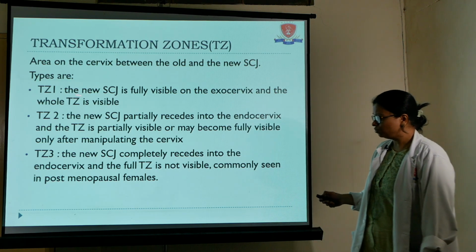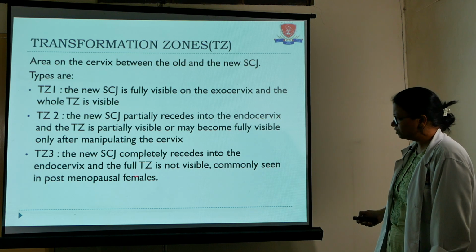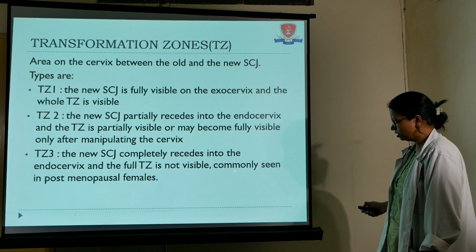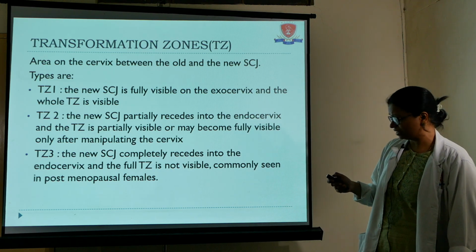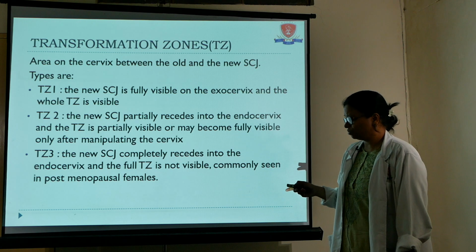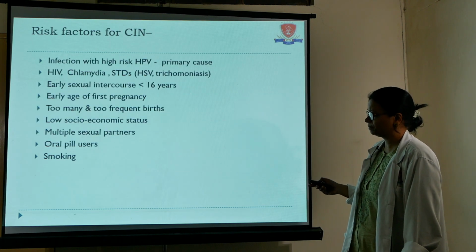Transformation zone 3: the new squamocolumnar junction completely recedes into the endocervix and the full transformation zone is not visible. It is commonly seen in postmenopausal females, where the endocervix gets shifted more inside, so the new squamocolumnar junction also gets shifted inside.